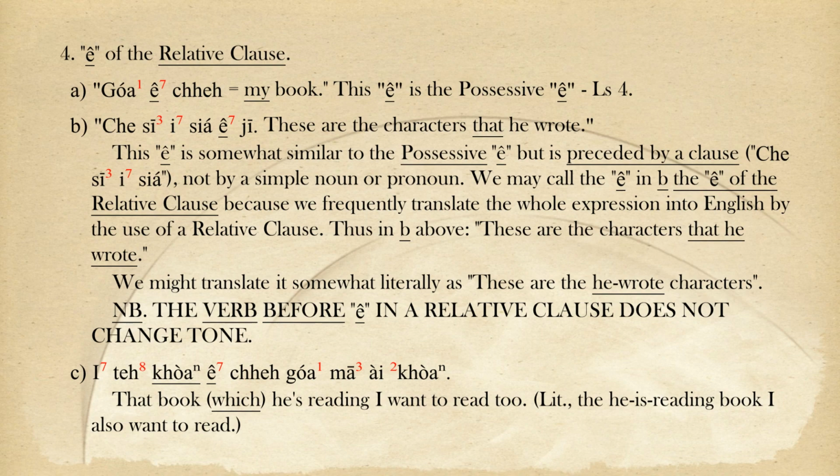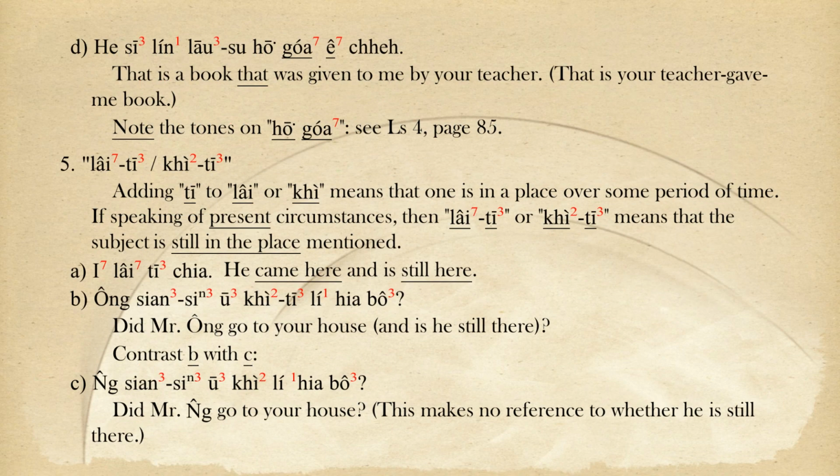細骨予細字 C， 伊在看的冊，我嘛愛看。細骨予細字 D， 迄是恁老師予我的冊。 Note: the tones on h³--ōe³, see Lesson 4, page 85.